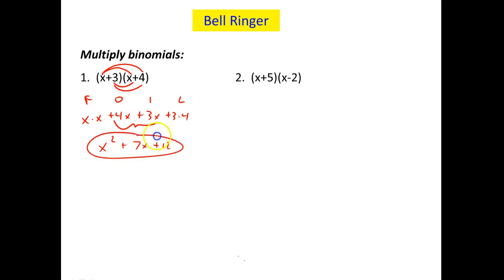12. If you're someone who prefers to use the box method, it would look like this: x plus 3, x plus 4, x times x is x squared, 3 times x, 4 times x, 3 times 4, and the terms on the diagonal combine to give me x squared plus 7x plus 12.